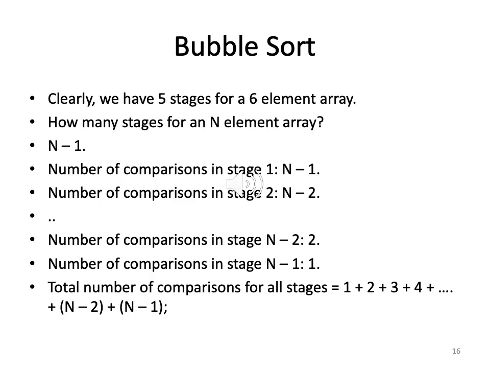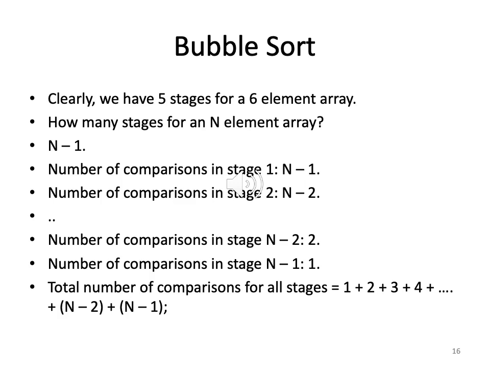So we keep on going down. In stage n minus 2 we have 2 comparisons. Stage n minus 1 we have only 1 comparison. So if you see stage 5, n minus 1 is stage 5, where n is 6, we have only 1 and 2 to compare. So 1 comparison.